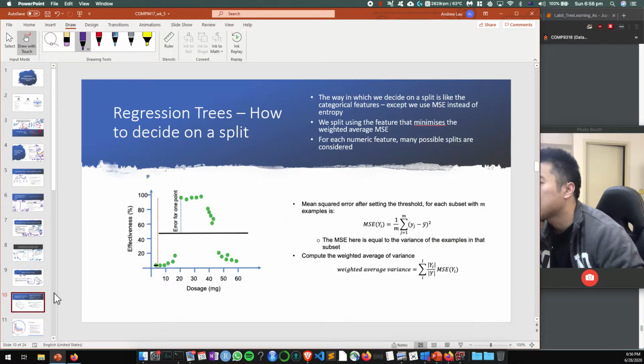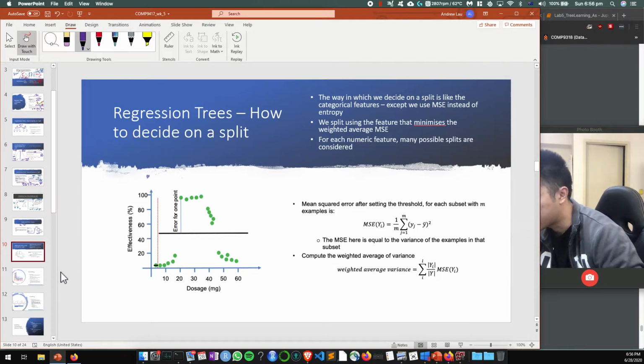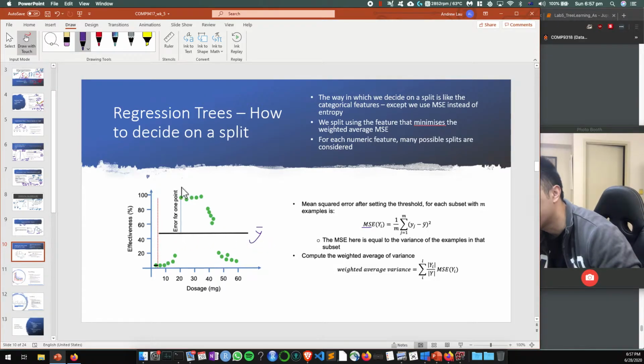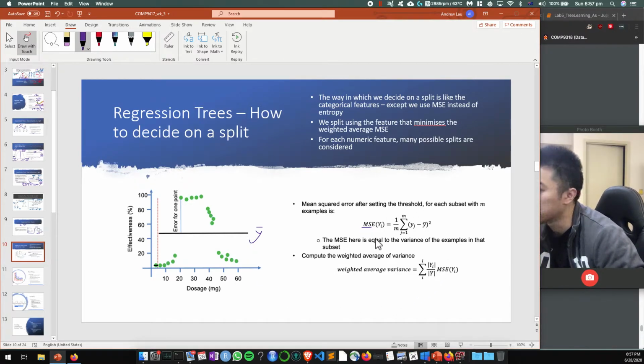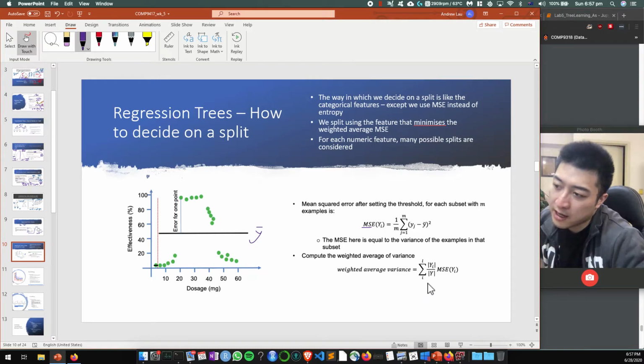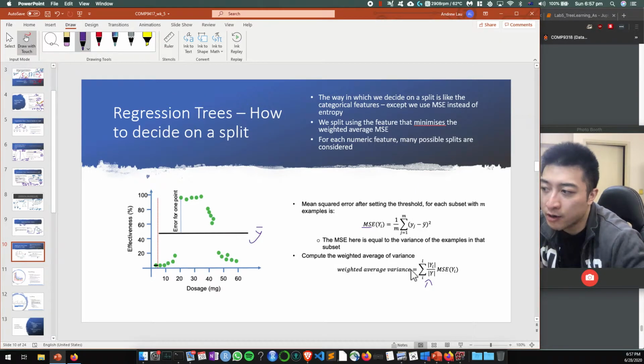Okay. Yeah, cool. So as I said before, how do we decide on the split? Instead of impurity, we'll use mean square error. You look at the Y bar, which is the average target value at each leaf node, and then you measure the error there. Quite similarly to impurity, you look at the weighted average mean square error, and you want to work out which split is going to decrease your mean square error the most.